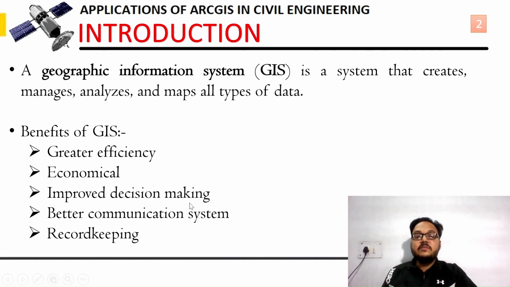And thus it helps in improved decision making. The decision making process becomes improved as we are sitting in our system. The calculations are all done in our system rather than going into the field, and hence it is an improved way of decision making. We also have a better communication system with the help of GIS, and also we get the facility of keeping records. Record keeping is a good benefit for us through the help of GIS.